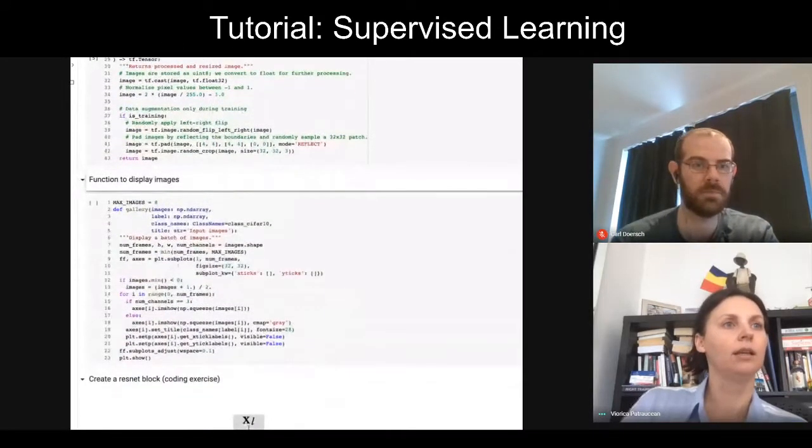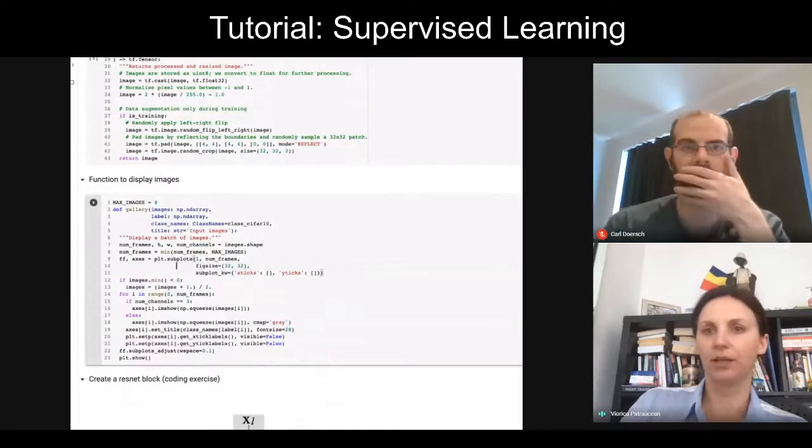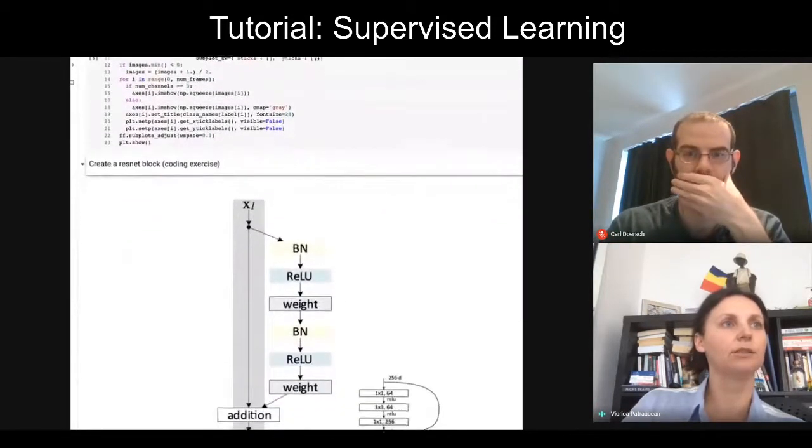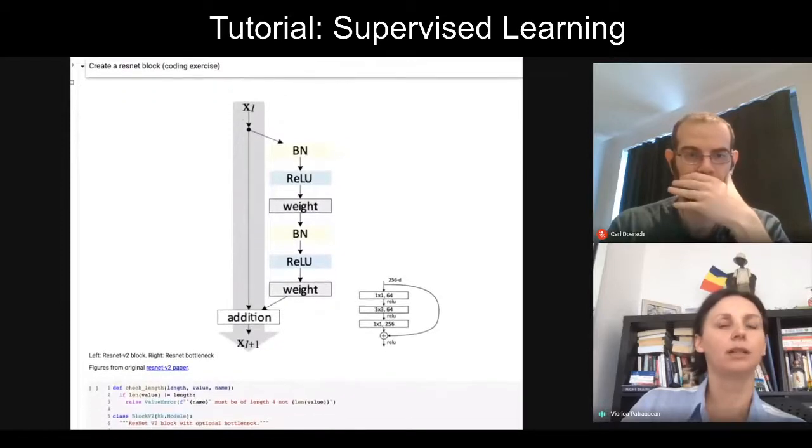Okay. So here I have a function to display images. It's a simple function, but we will use it. We will call it later on. And then here we have the Resnet blocks.